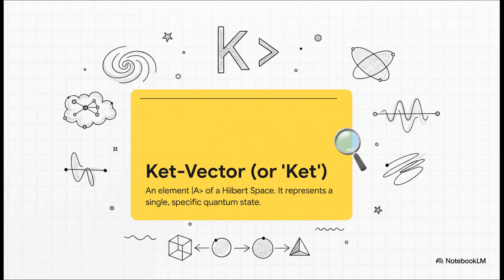And who are the players in this space? Well, they're called ket vectors, or usually just kets for short. You can see the weird notation there with the vertical line and the angle bracket. A ket, like this one labeled A, is our new, more abstract kind of vector. It doesn't point somewhere in our room. It represents a very specific quantum state.